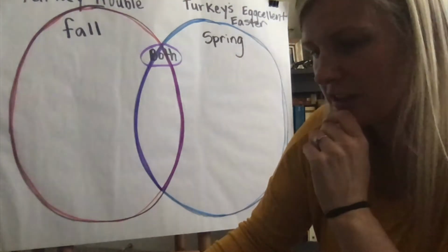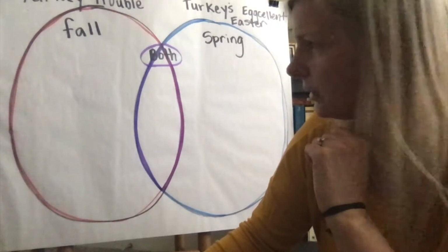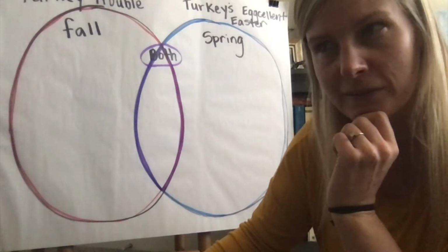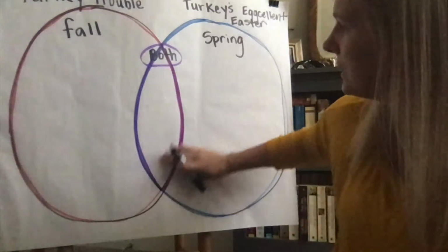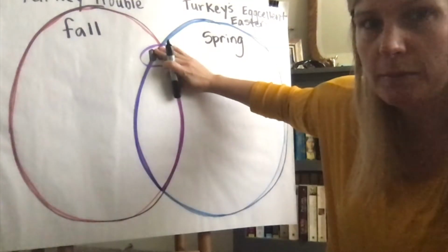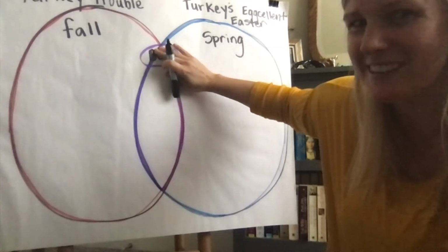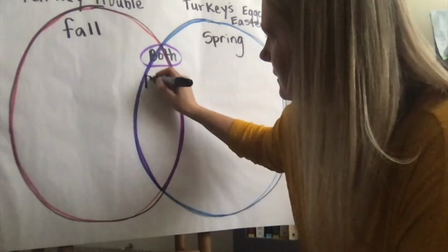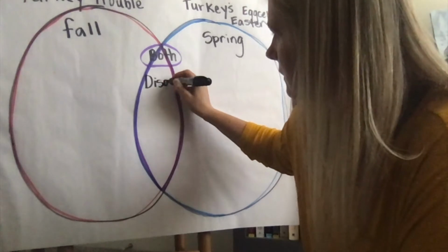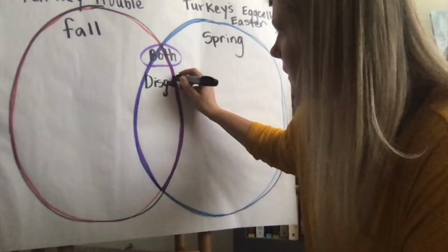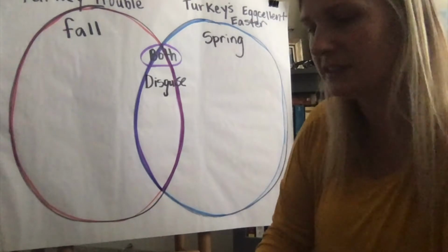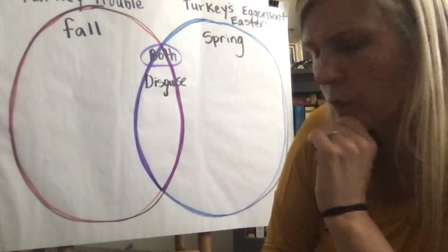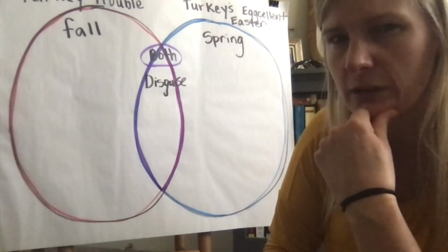Turkey wanted to disguise himself, didn't he? So in both stories, did Turkey disguise himself in both stories? He did. So that's something I'm going to put in both, because in both stories, he made disguises and tried to change the way he looked, right? So I'm going to write disguise. I wrote disguise there.